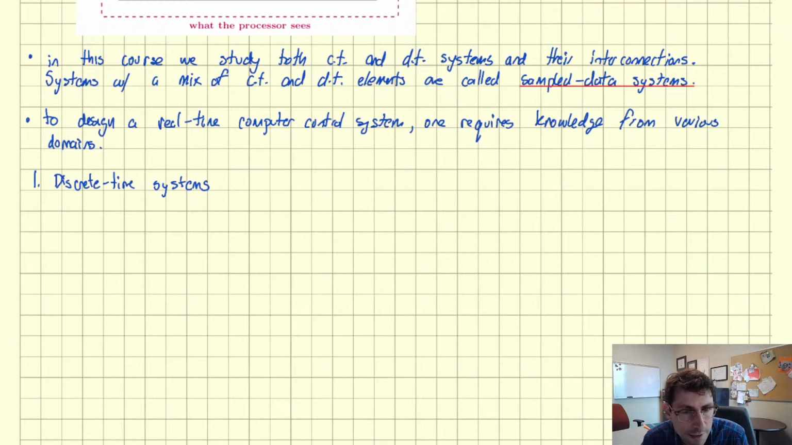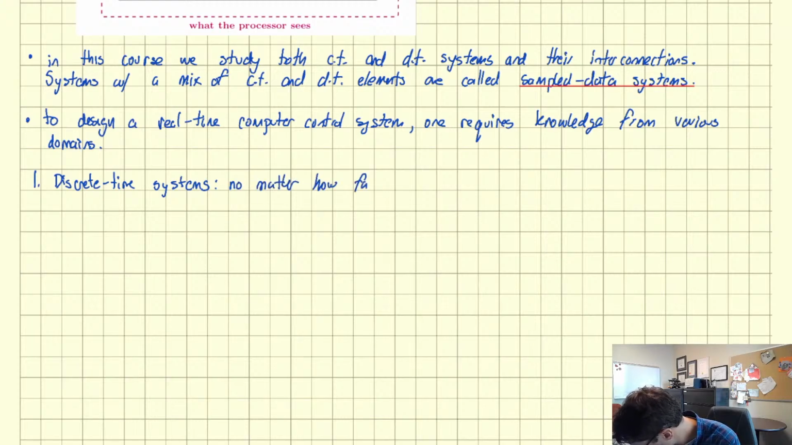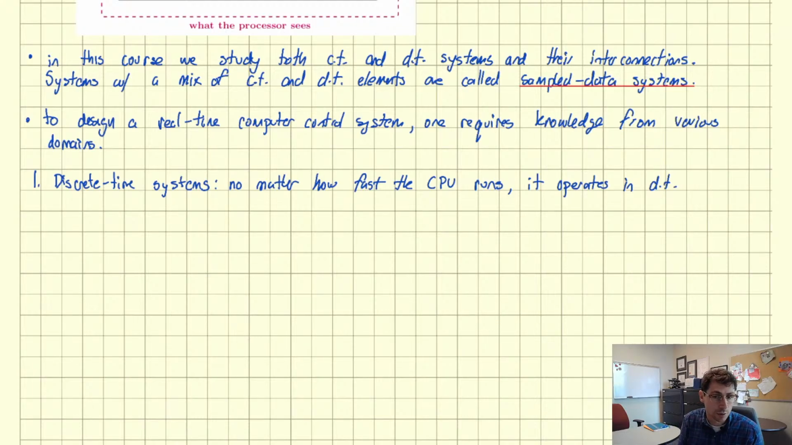Okay. And the reason for that is it doesn't matter how fast the computer runs that you're doing the control on, it's going to operate in discrete time, right? It has a clock cycle. It's going to run every so often. So no matter how fast the CPU runs, it operates in discrete time. Okay? And so in this course, we're definitely going to look at discrete time systems, and we're going to review discrete time systems.